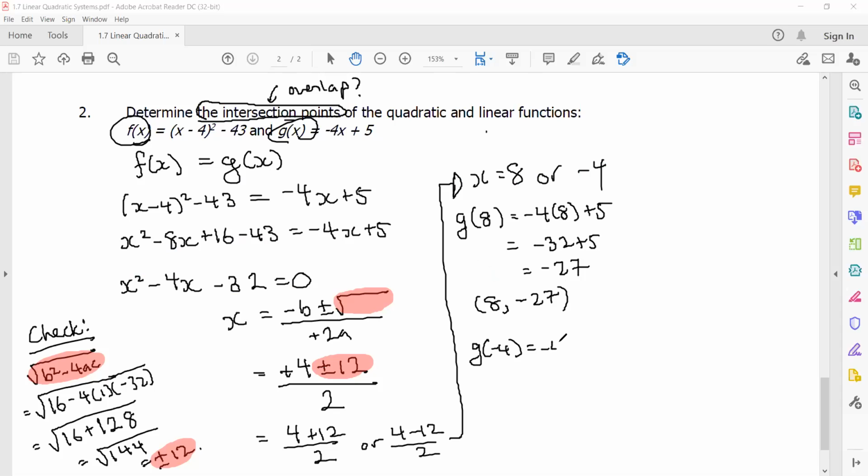Let's plug in the negative 4, plus 5. So we have 16 plus 5, which is 21. So the other point of intersection is that.